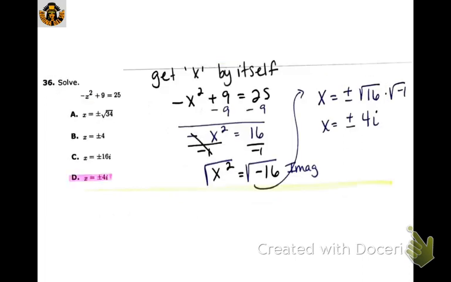Solve for x, so same thing here, subtract 9, you can multiply or divide by -1, and then we get x squared equals -16, we take the square root, plus and minus 4i.